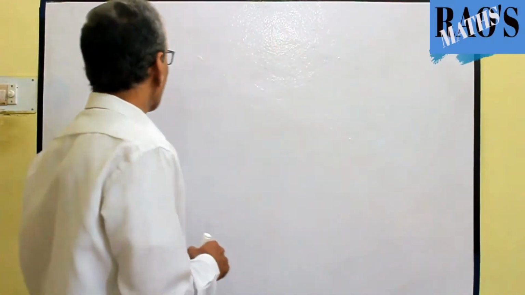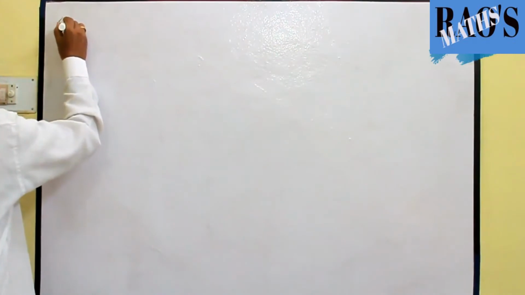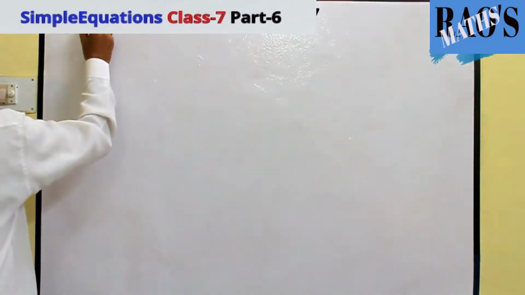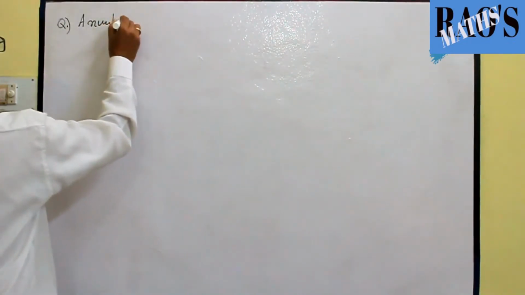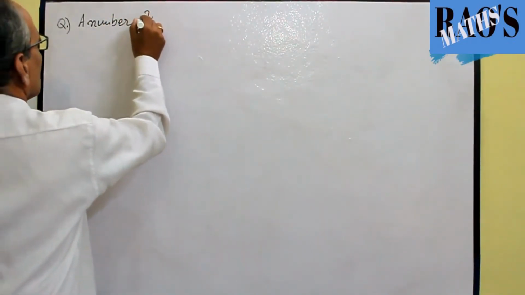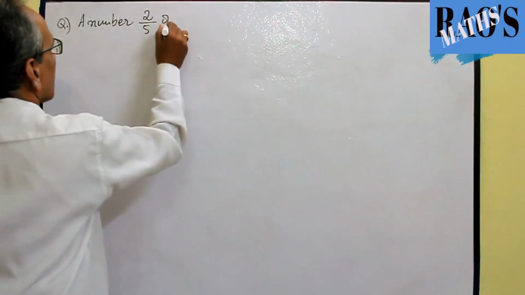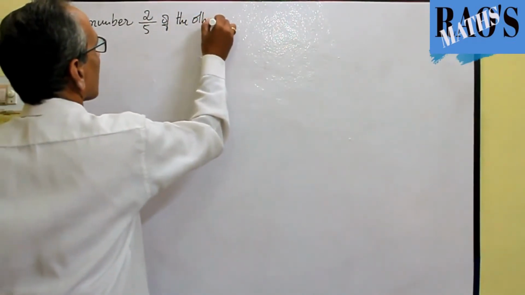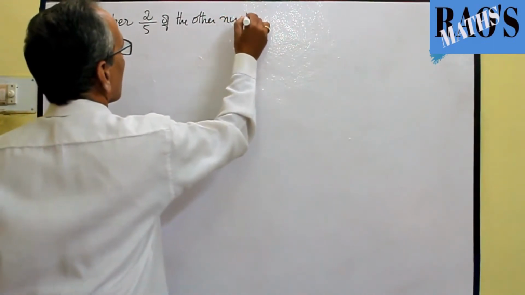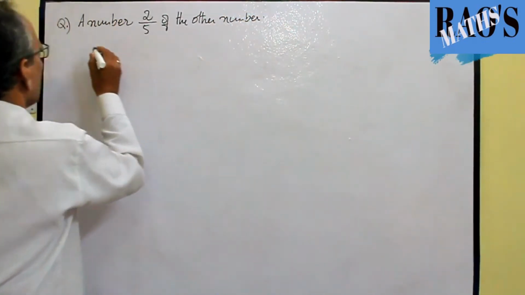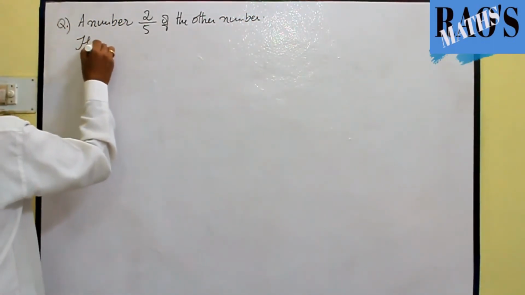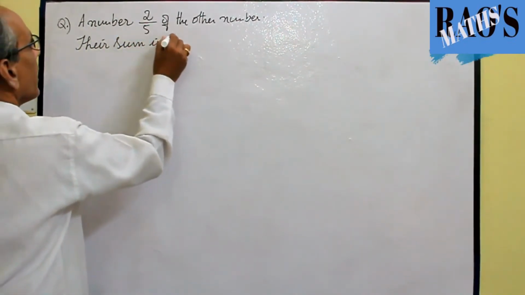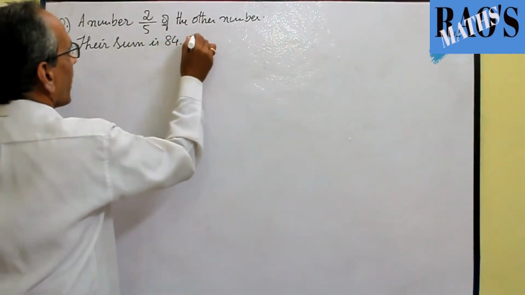Here is the question. A number is 2/5 of the other. That means the other number. Their sum is 84. Find them.